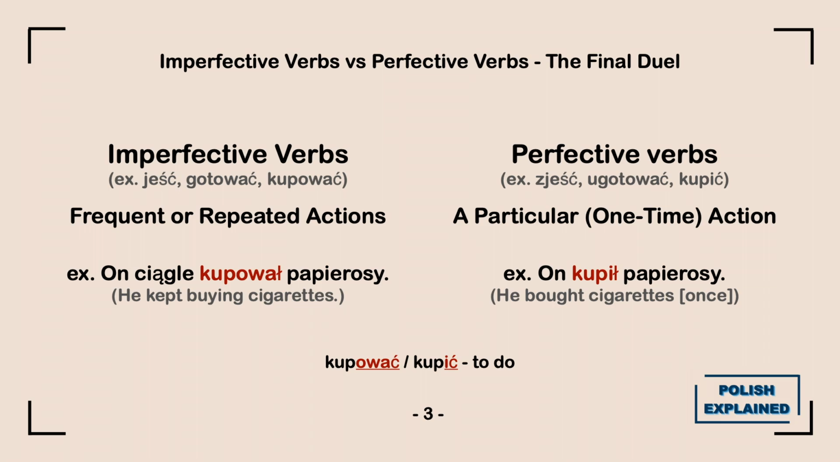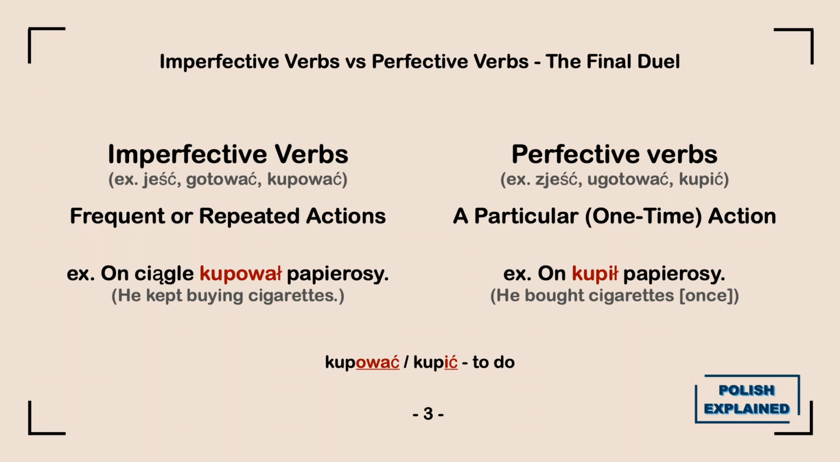Another difference between the imperfective and perfective verbs is whether an action is repeated, happens regularly, or whether we talk about one particular action. In this sentence, "on ciągle kupował papierosy", we use an imperfective verb because we want to emphasize the repetitiveness of the action more than its result. The message here is that he kept buying cigarettes on and on. Although the result may be assumed, it isn't the key information. If this action took place only once, "on kupił papierosy", it's natural to include the information about the result. Otherwise we would say, he tried to buy cigarettes if he hadn't succeeded.